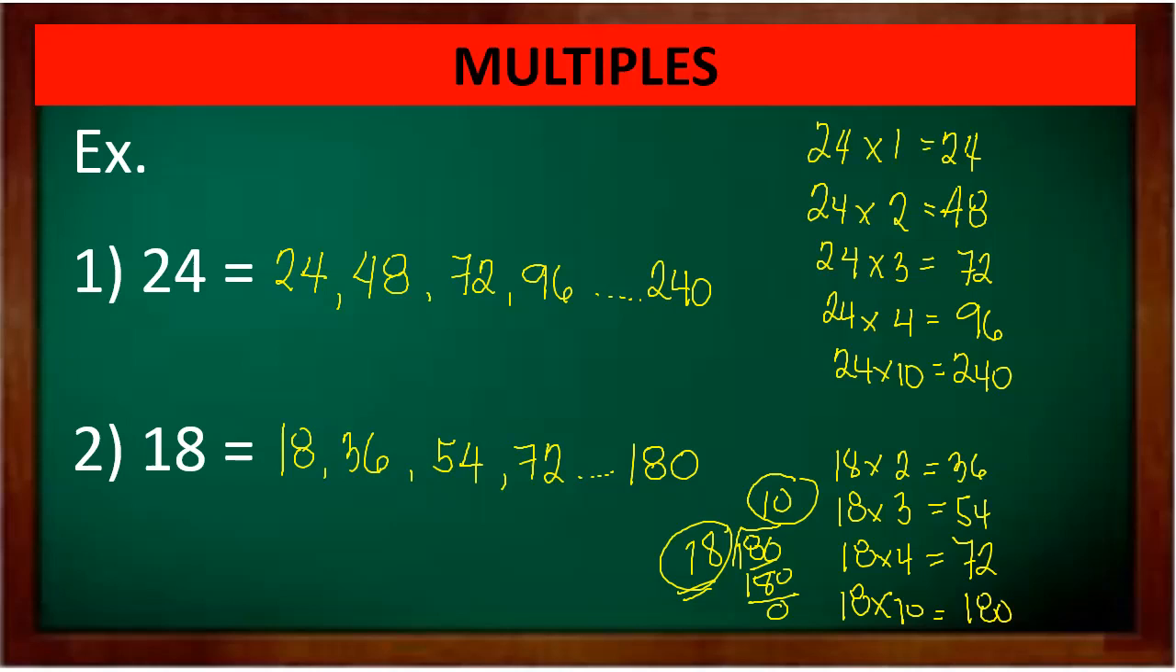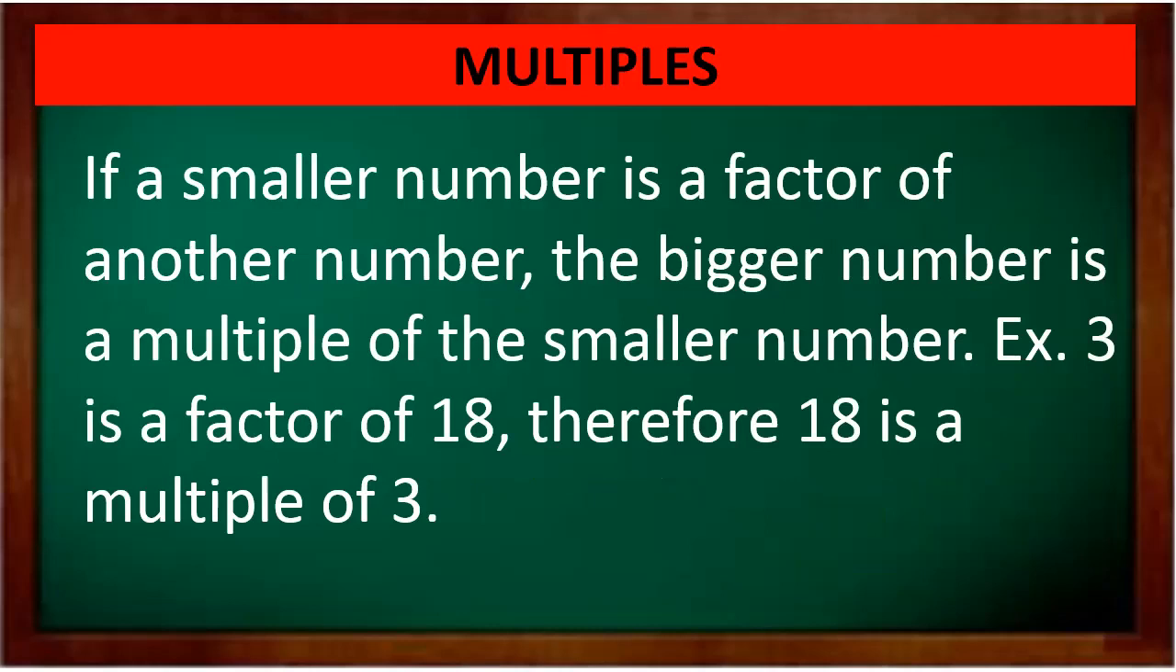So, mabilis lang po ma-determine if that particular number is a multiple of a certain number. Okay? So, let's try another example. Ito, sabi dito, if a smaller number is a factor of another number, the bigger number is a multiple of the smaller number. Example, 3 is a factor of 18. Therefore, 18 is a multiple of 3.